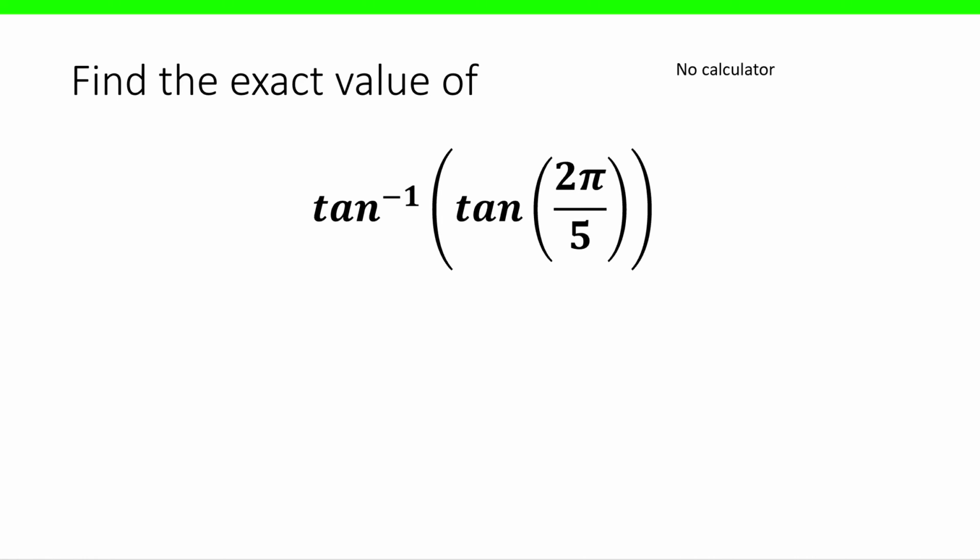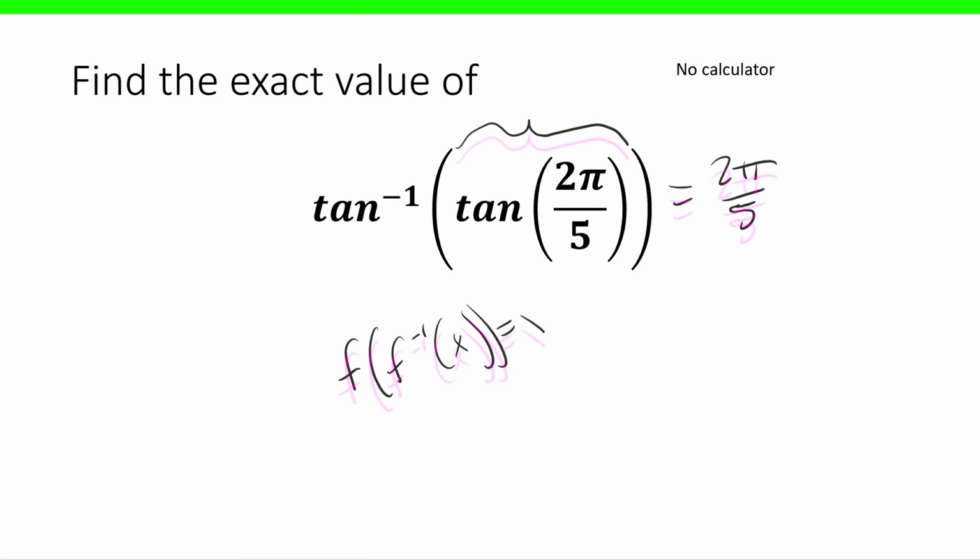Okay, tangent inverse of the tangent of 2 pi over 5. What is this? Remember, this is just a ratio of side lengths, right? So tangent of what angle gives me the side lengths of the tangent of 2 pi over 5? That's kind of a weird question, right? The tangent of 2 pi over 5 gives me these side lengths. Another way to think of this: remember we said that f of f inverse of x is equal to x, or f inverse of f of x is equal to x? Yeah, right? So it's just this thing, so it's just 2 pi over 5. You can think of it that way.